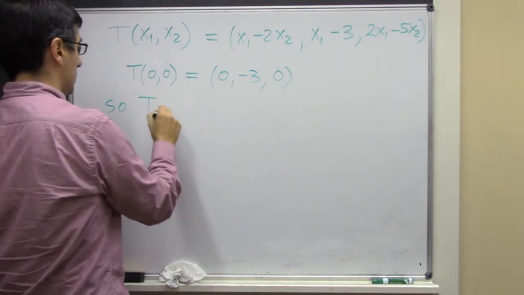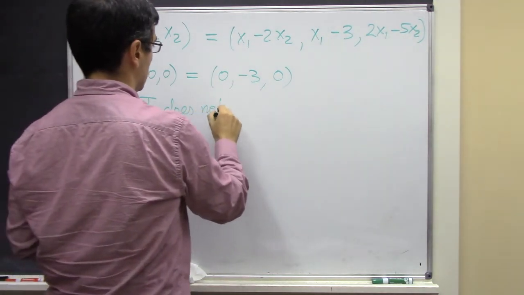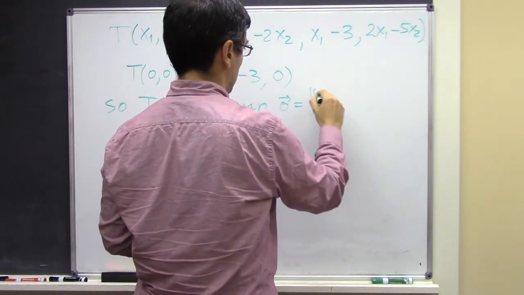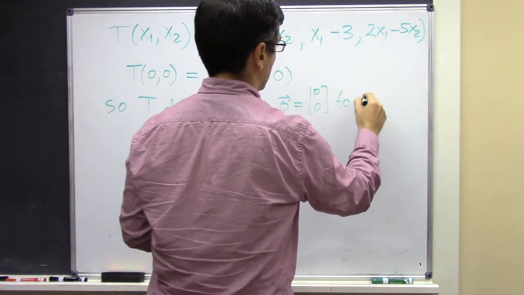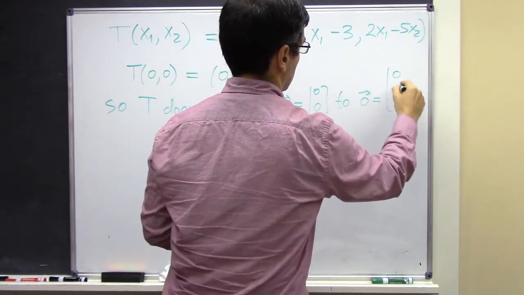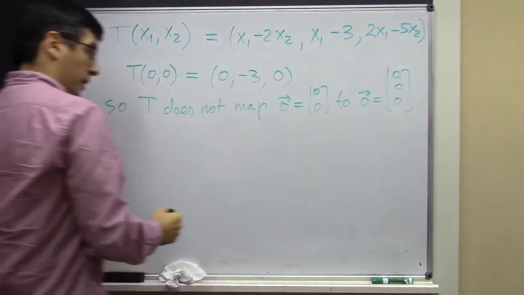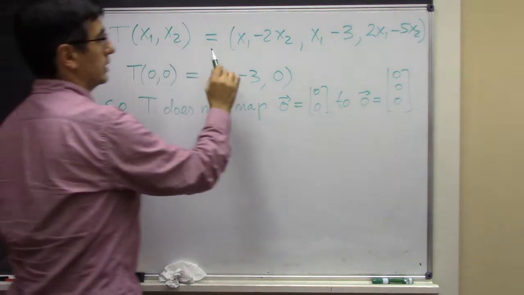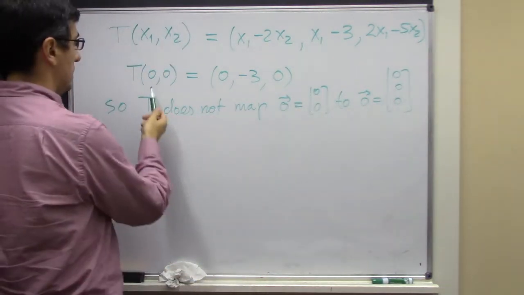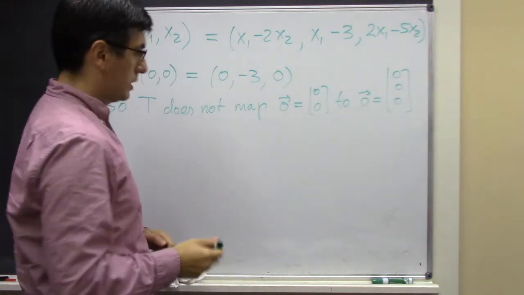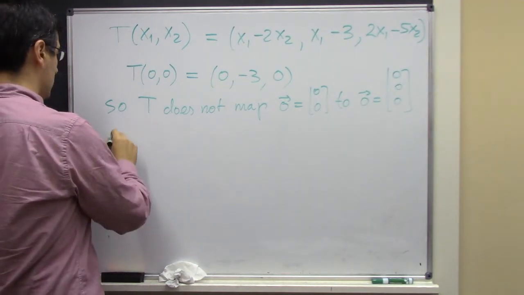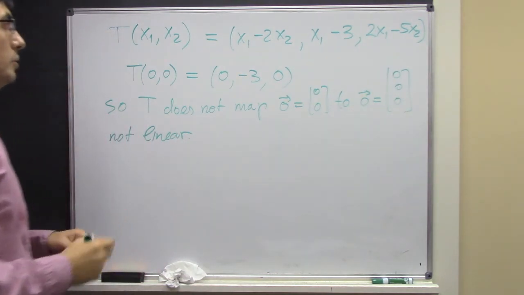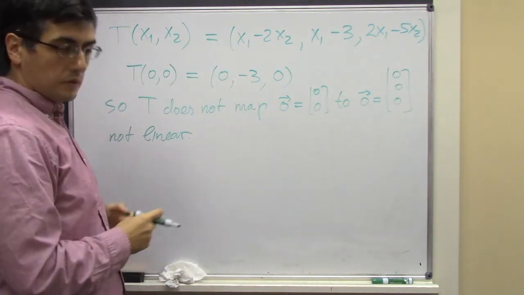So T does not map (0, 0) to (0, 0, 0). The domain is R2, right? And the codomain is R3. But it sends (0, 0) to a non-zero vector. So this is not a linear transformation. Not linear. Which means that you cannot write this as a matrix.